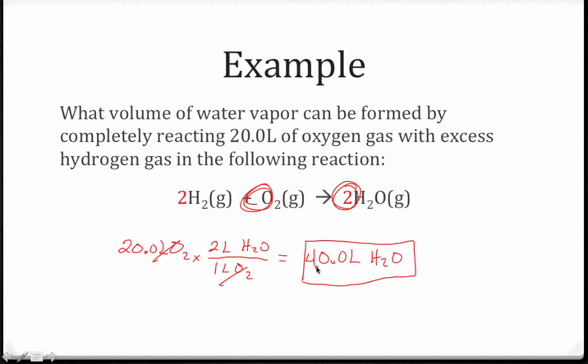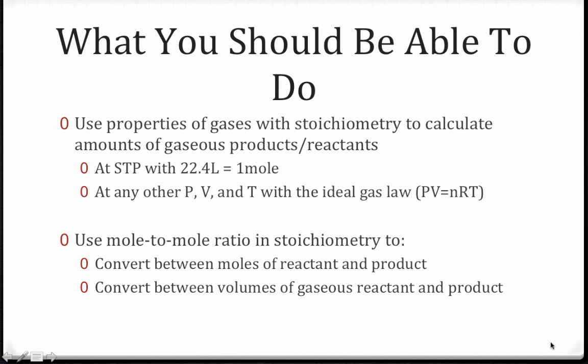Notice how much quicker and simpler that is than the other steps that we've done, but again, this only works if the pressure and temperature remain constant throughout the problem. So that's it for our video. Just to recap the things that we've done, we've used the properties of gases with stoichiometry to calculate the amount of gaseous products and reactants in our chemical reactions.